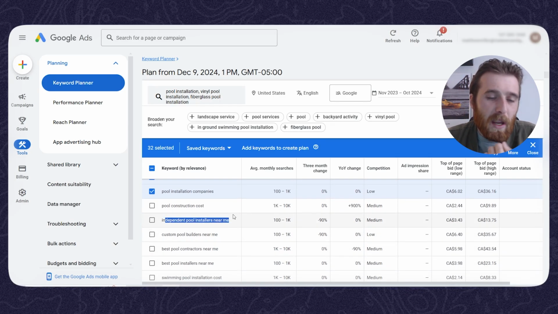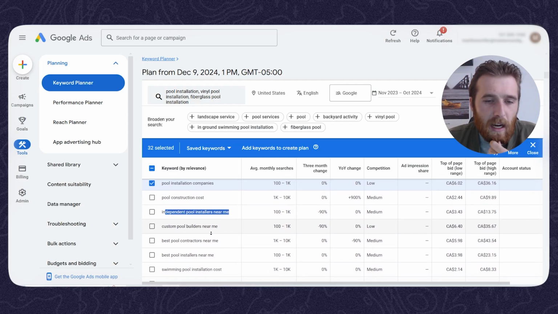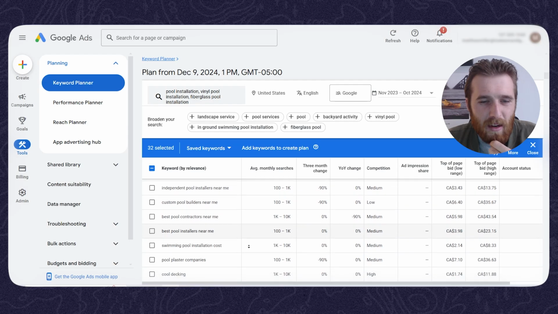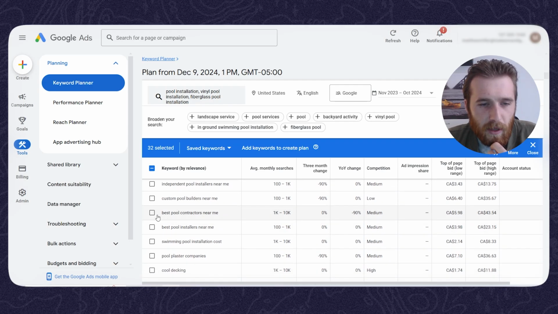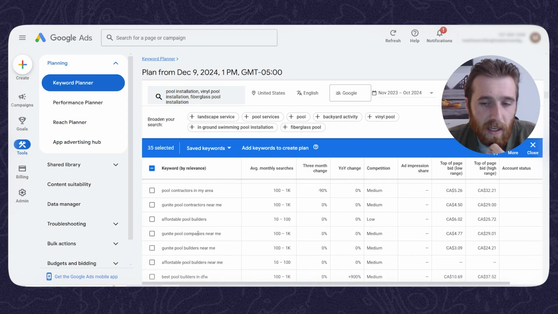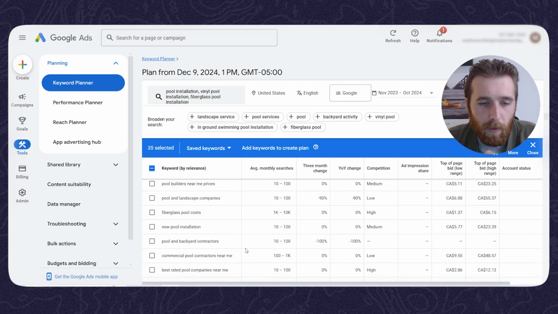Independent pool installers, maybe that applies to you, maybe it doesn't. I'm going to leave that unchecked just because if we're a big company, probably not doing independent there. Just kind of out of the actual range. Best pool contractors near me, good. And honestly, you're just going to go through this entire list and find keywords that are relevant to you. I wouldn't recommend overdoing it.